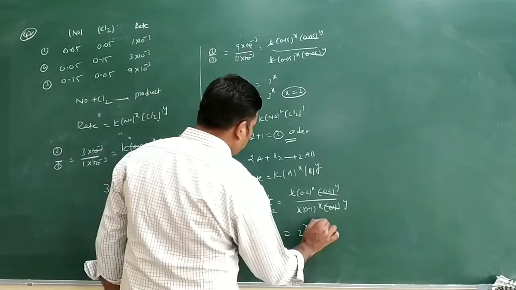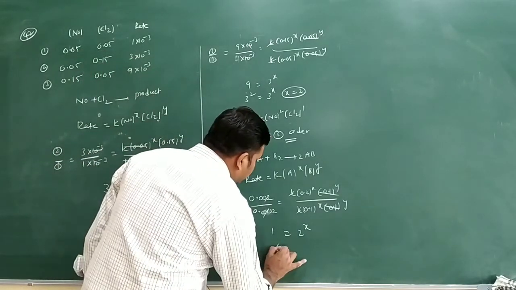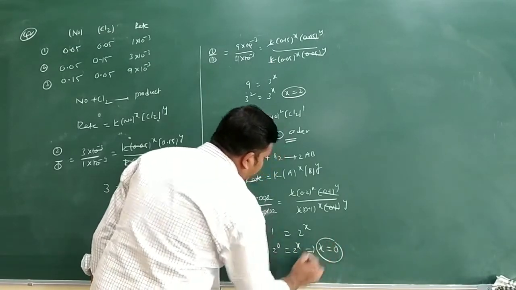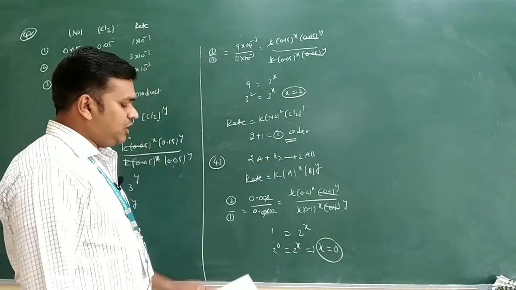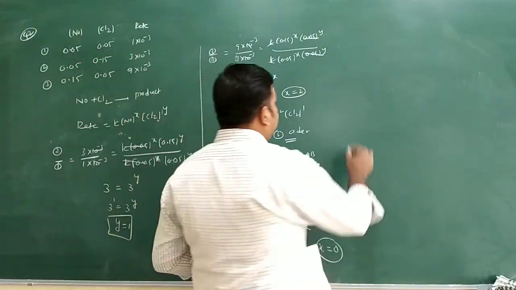What do I get here? 2 power x. How can I write 1 here? I will write 1 in the form of 2 power 0. That is equal to 2 power x. From this, what do I get? x is equal to 0. Then what can you find out here? You can find out y for the reaction, and from this you will get the expression.